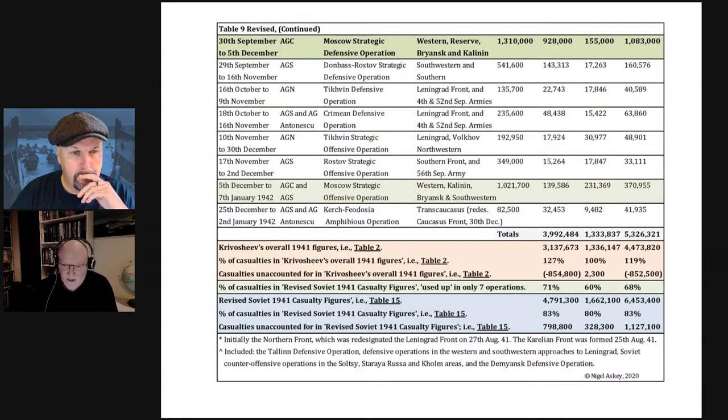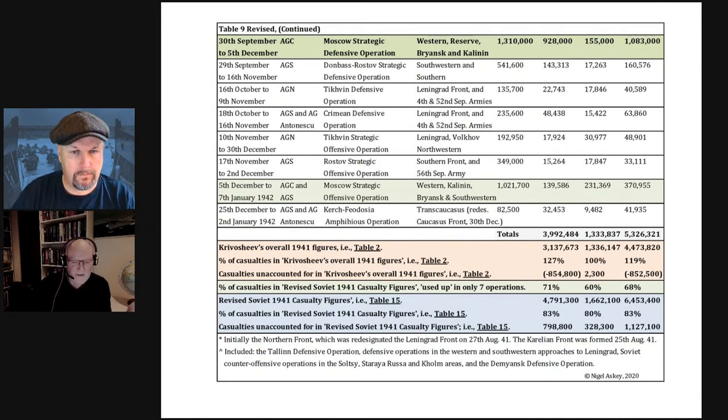We come up with these numbers. So again, I've put the Krivosheev numbers in orange, and now you can see we're 127% of irrecoverable, and we're 190% of Krivosheev's figures for the totals. But using the new data, a reevaluation of total Soviet losses in 1994 of 6.4 million, which we'll talk about tomorrow in table 15, it now comes out to 83.